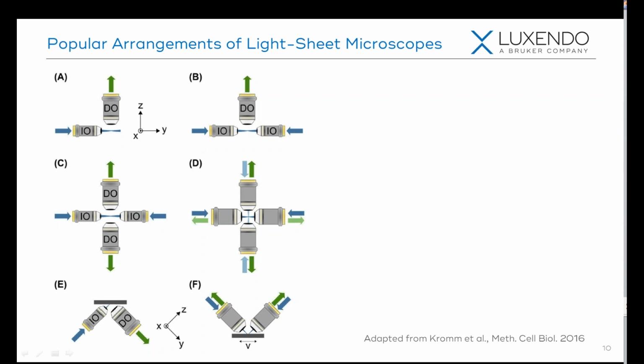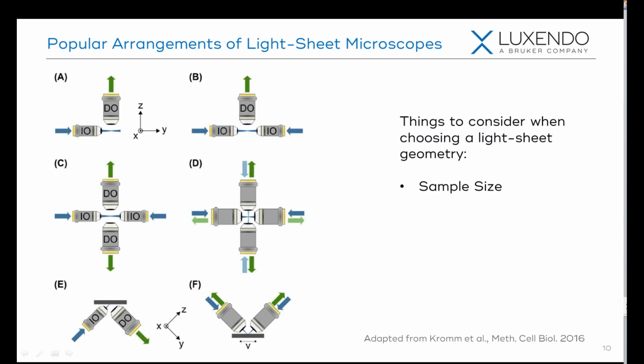So with all these different geometries here, how do you know which system will work for your sample? Well, there's a couple things to consider. First, your sample size. Because we have to illuminate in an orthogonal direction to our detection axis, this places some steric constraints on the size of samples that we can fit between these objectives, based on your choice of objective.